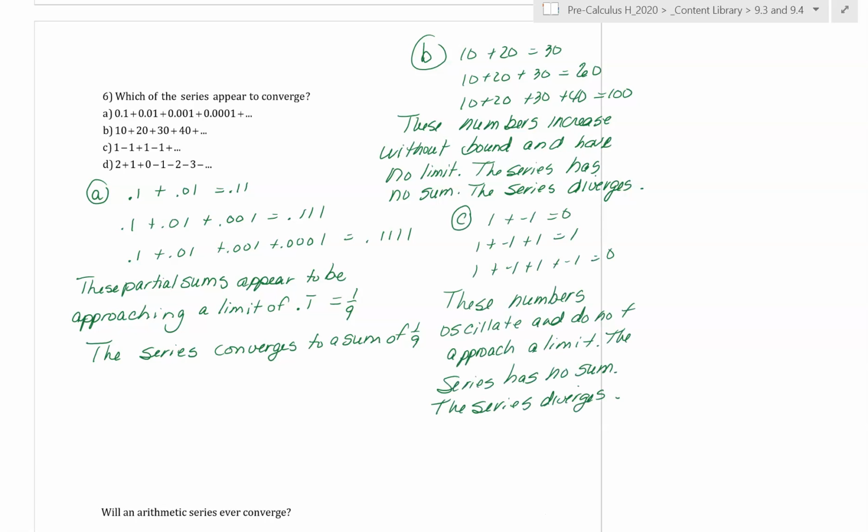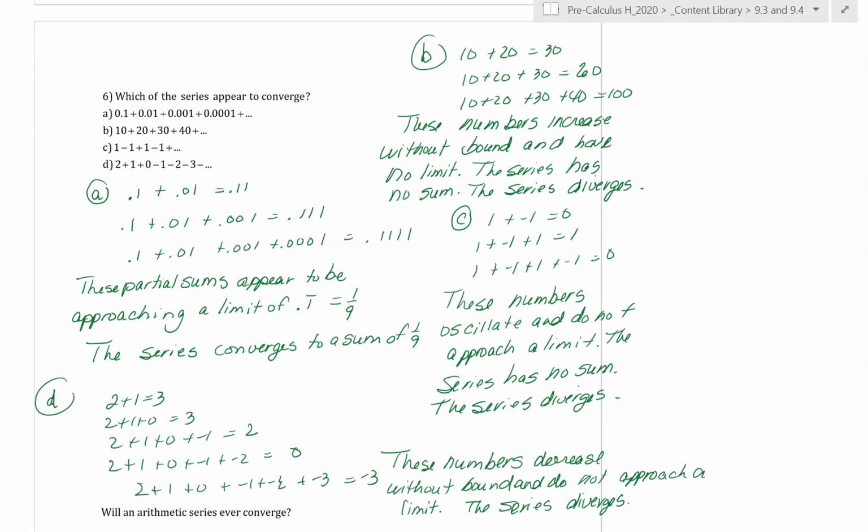For part C, when we think of partial sums, we had 1, 0, 1, 0, etc. Notice that these numbers oscillate and do not approach a limit. The series has no sum. The series diverges. Go ahead and pause the video and consider part D.